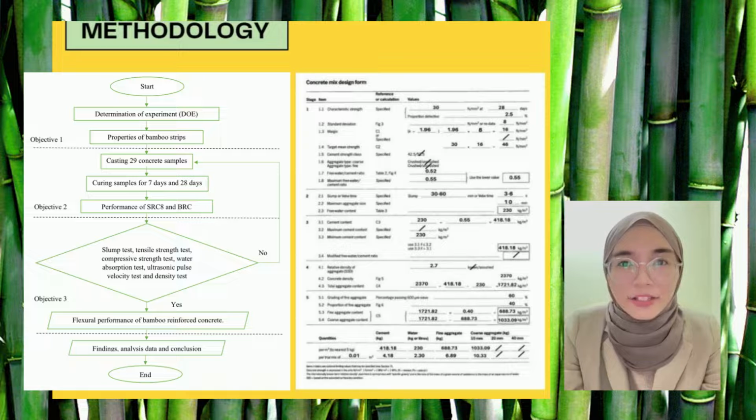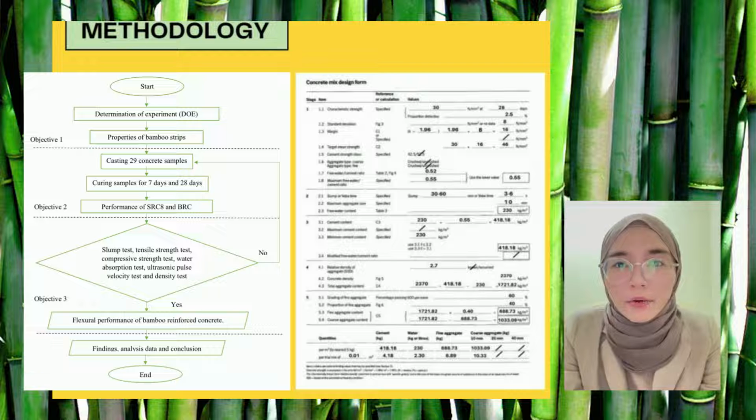Next, for methodology, we have a flowchart and DOE. The flowchart starts with determination of the experiment DOE, proceeds with properties of bamboo strip, which covers objective 1. Next, casting 29 concrete samples, followed by curing samples for 7 days and 28 days. Next, performance of SRC8 and BRC. This covers objective 2.